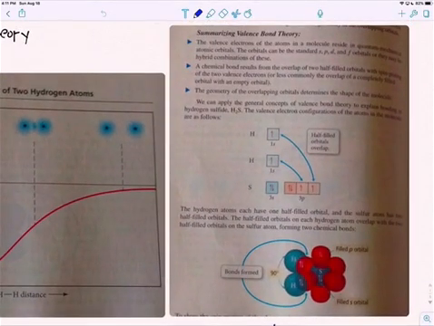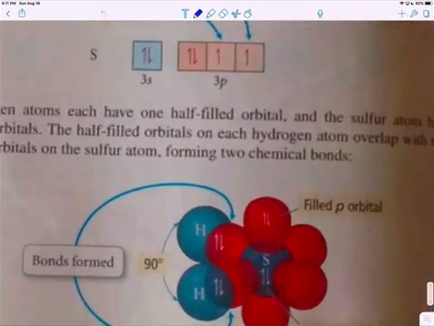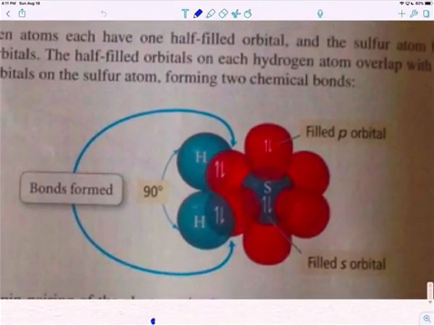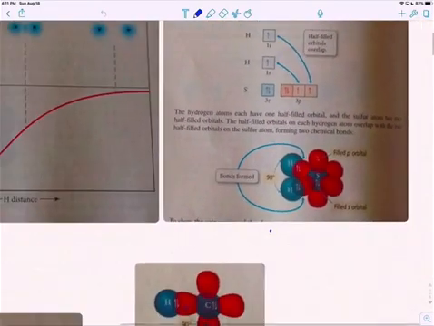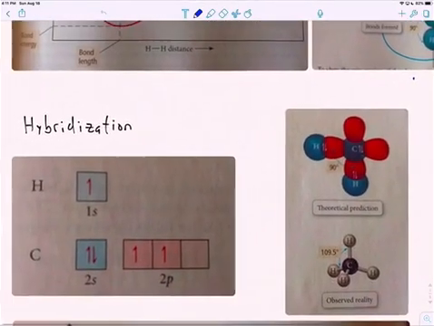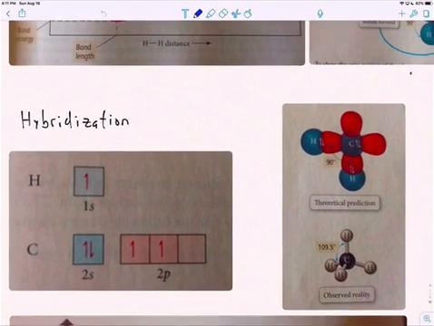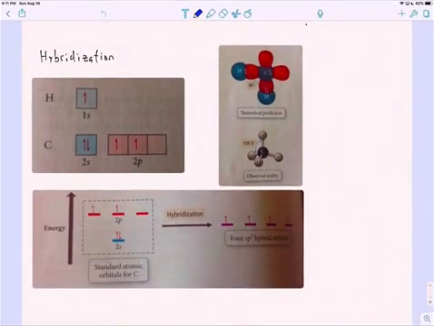So you overlap orbitals, and for hydrogen sulfide, for instance, you would have the p orbitals overlapping with the s orbitals. But with this in mind, the bond angle should be 90 degrees because of the p orbitals. But what happens instead is that you get hybridization, where the s and the p orbitals hybridize and they form a new shape. And these are the four sp3 hybridized orbitals.